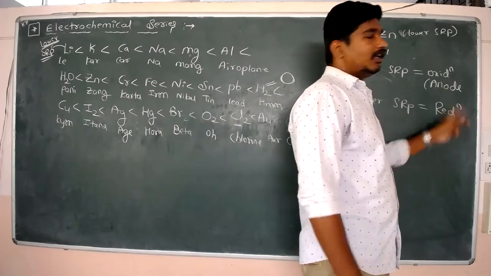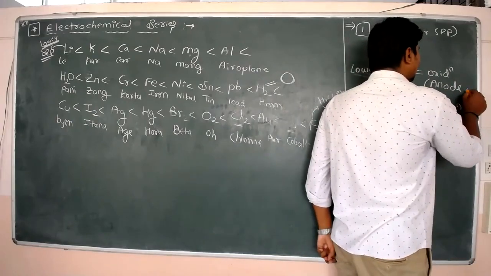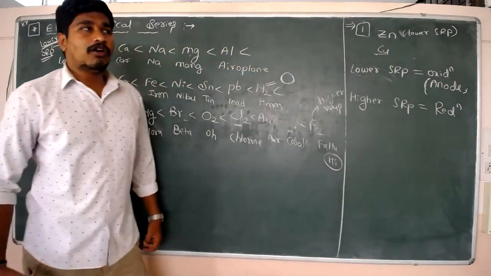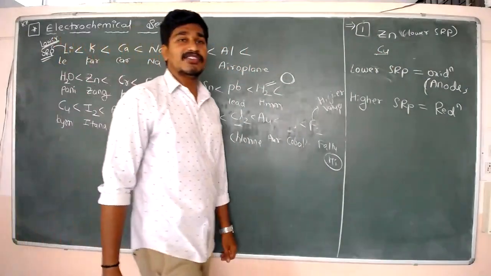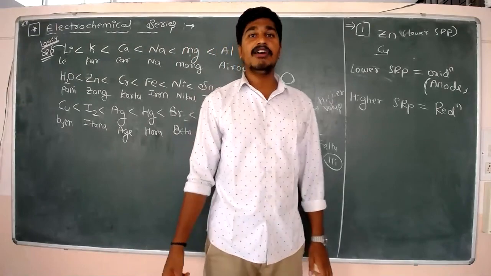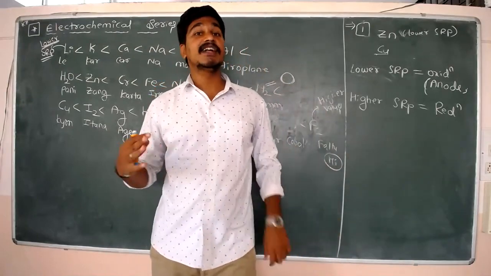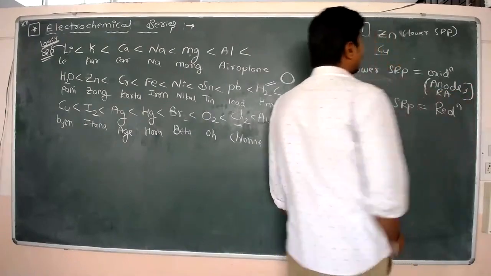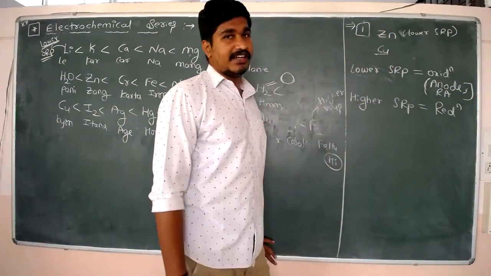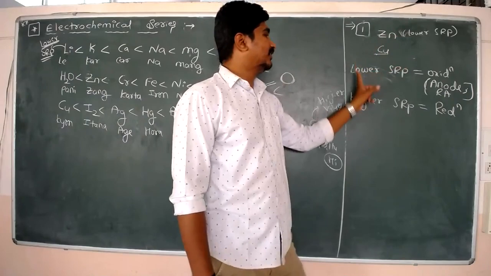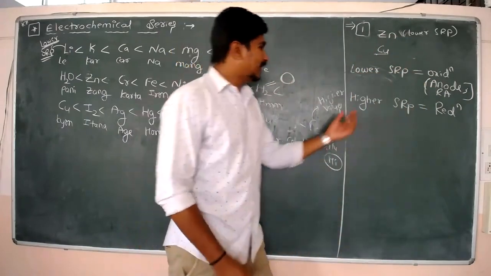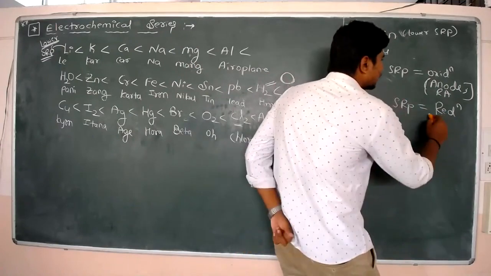Oxidation means anode. Now we already know another important point: the element which undergoes oxidation is also called the reducing agent. Correct? The one which undergoes oxidation is called what? Reducing agent. In zinc and copper, which one is the reducing agent? Your answer should be zinc, because it has lower SRP. Similarly, for higher SRP, reduction is there.